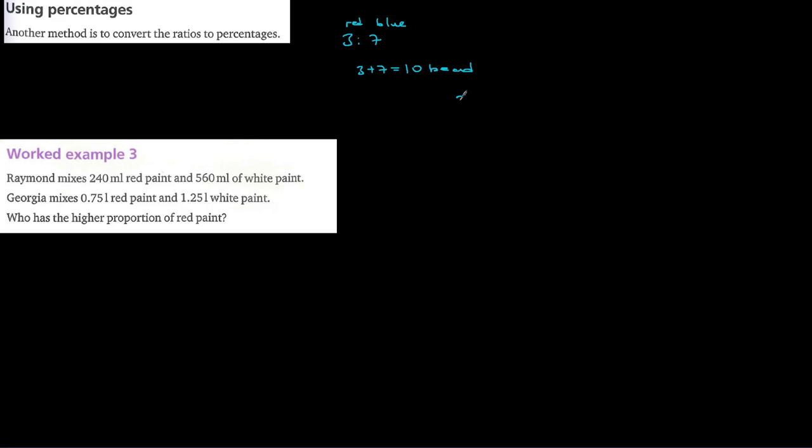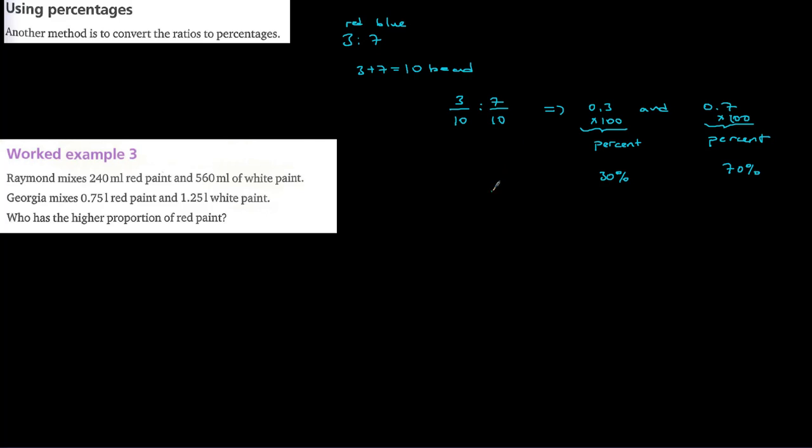How to find that one? 3 over 10, and 7 over 10 also it can be. This is because I'm dividing by the same number, and this is 0.3 and I'm writing here 0.7. And when you multiply this by 100, you will get the percent. 0.3 times 100 is equal to 30%. And 0.7 times 100 is equal to 70%.